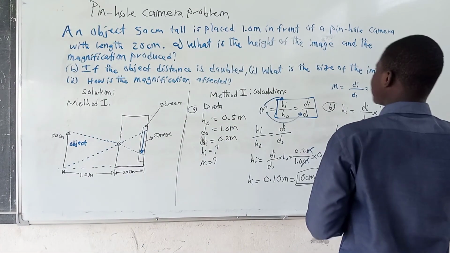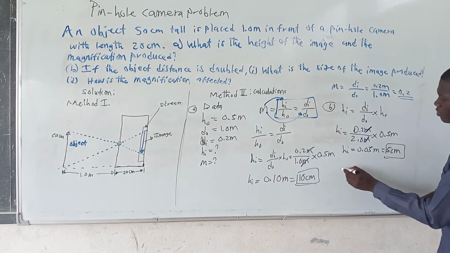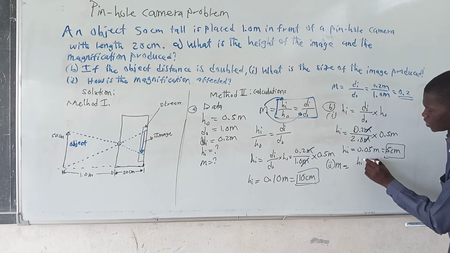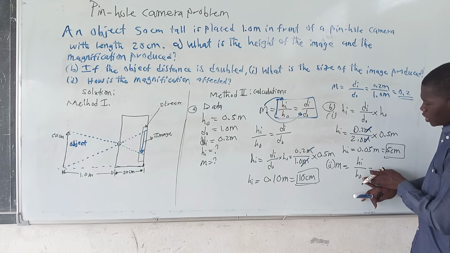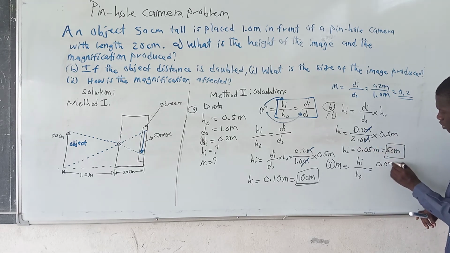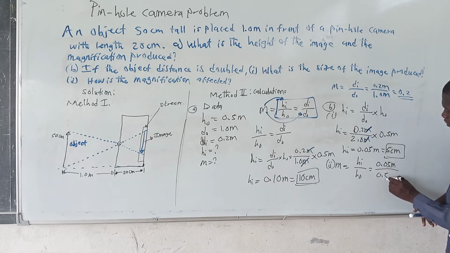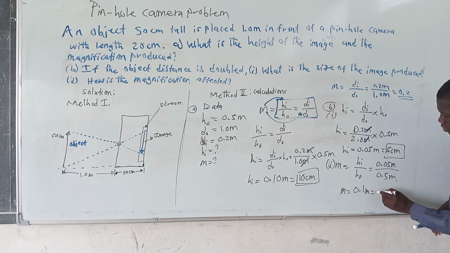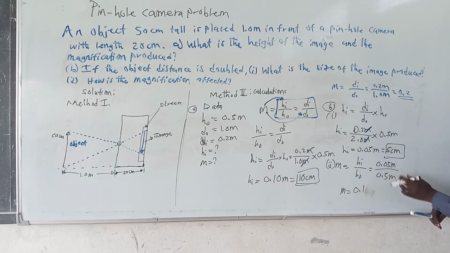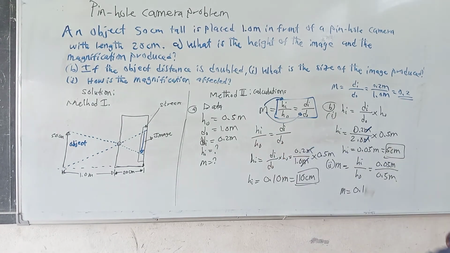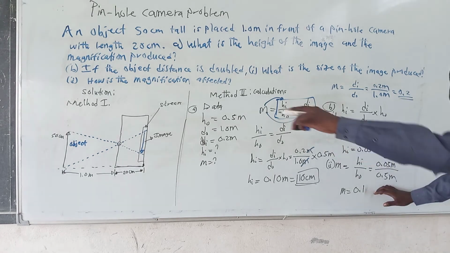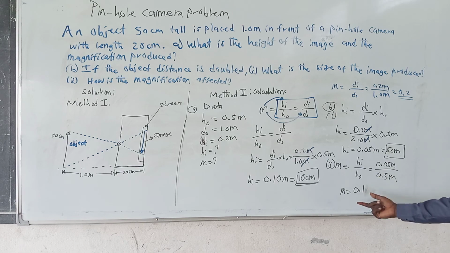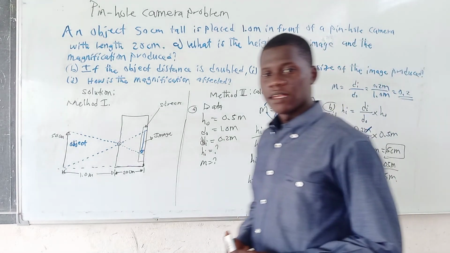Good. Now, the next thing says, how is the magnification affected? Magnification M is equal to HI over HO. Now, HO is constant, but HI has changed, right? So it now becomes 0.05 meter over HO, which is 0.5 meter. M is equal to 0.1. So now what happened? When it was at 1 meter, the magnification was 0.2. When it goes further apart, at 2 meter, the magnification is 0.1. What happened? The image gets smaller in size; it is more demagnified. Okay, thank you very much.